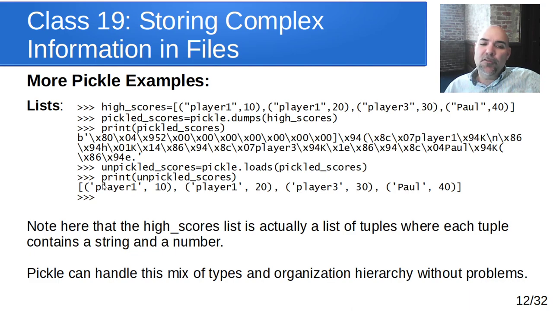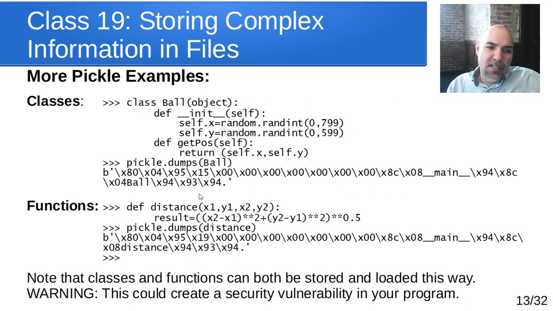And that's where this gets really useful for storing game state information, is you can just stick that in a file and say high scores, load it back up out of that file and say, hey, here's the high scores, and you get that list back out just as if you were to type it in your code to assign it like we did up here. And notice that in this case, that's a list of tuples where each tuple contains a string and a number. That's what we fed in. That's what we got back out. Pickle automatically handles that mix of types and organization hierarchy without any problem whatsoever. It's very easy to use.